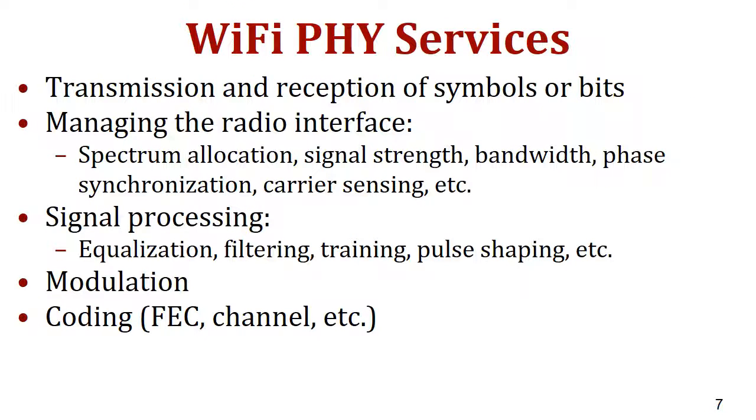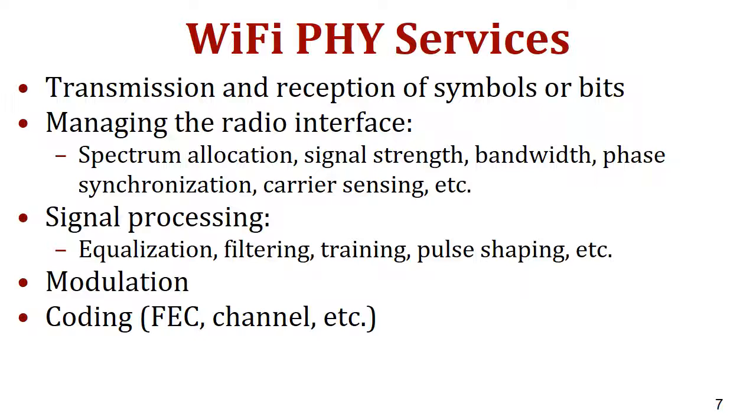So the physical layer is really important because it transmits and receives all the symbols of bits, and it also manages the radio interface. For example, the signal strength, the bandwidth, the phase synchronization, and also carrier sensing, spectrum allocation, all these kinds of things. If you wonder what the difference is between A, B, N, and G for 802.11, the difference is majorly that they work on different frequencies. So they are divided by different frequencies and take up different bandwidths.